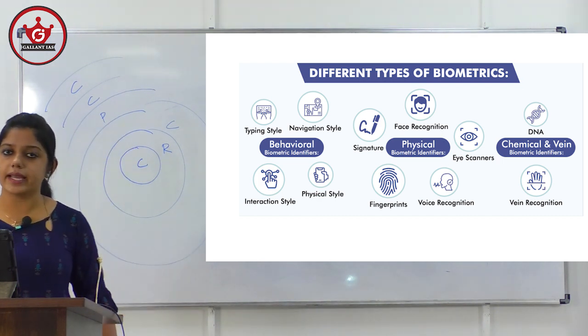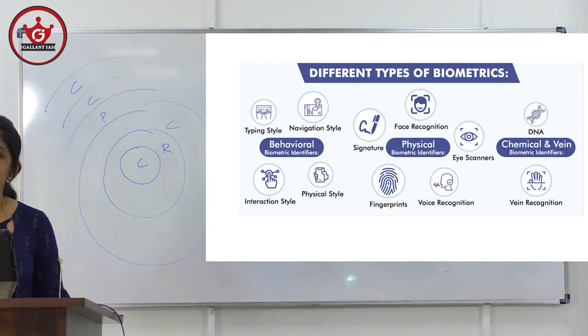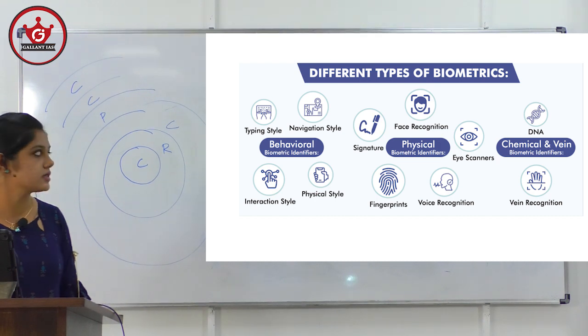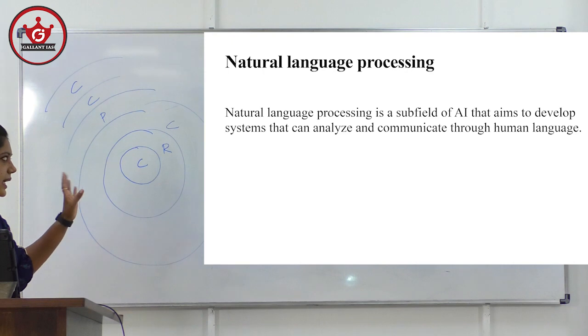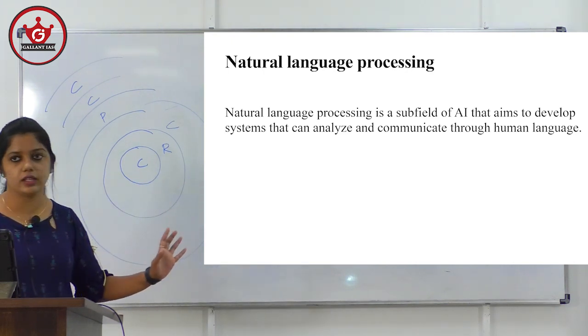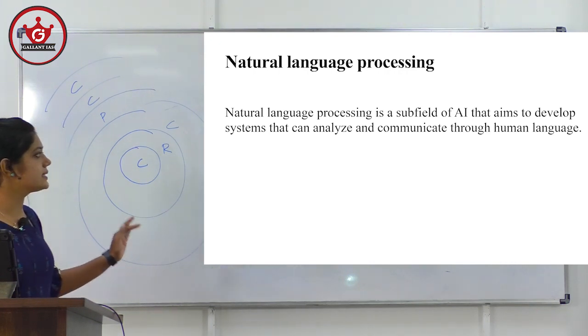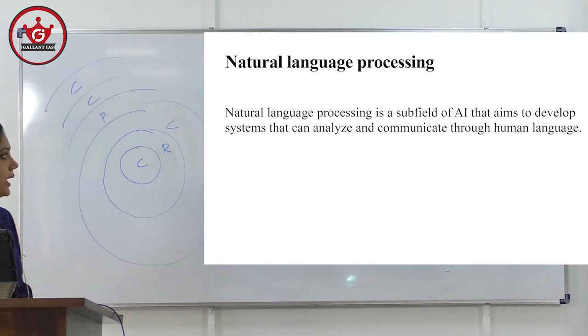Okay, see, one-liner questions can be asked. Emerging technologies is really important for your prelims. It can be asked. Moving on further, we have natural language processing. As the name indicates, it is a subfield of AI, artificial intelligence, that aims to develop systems that can analyze and communicate through human language. Natural language processing, again important.